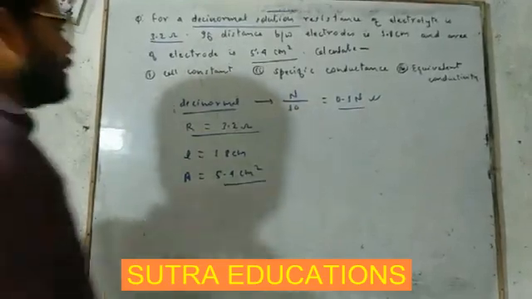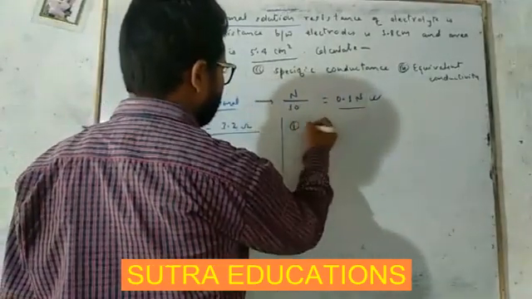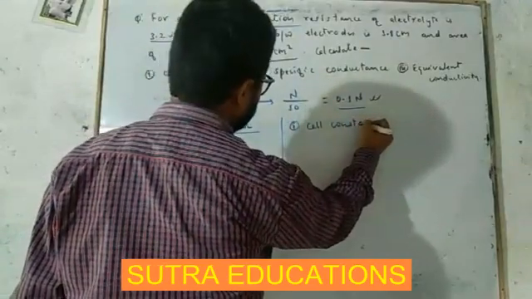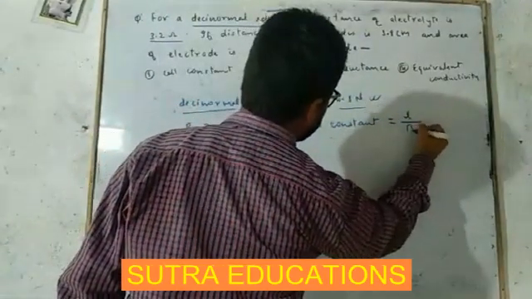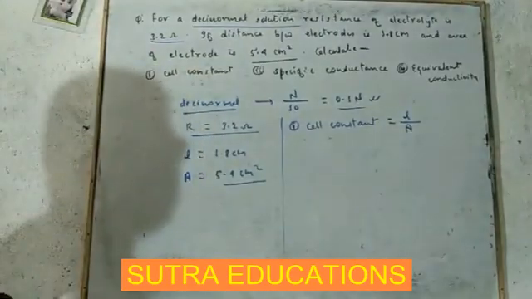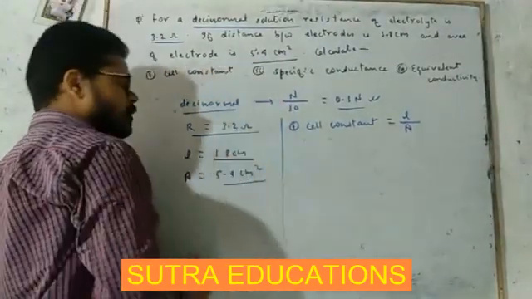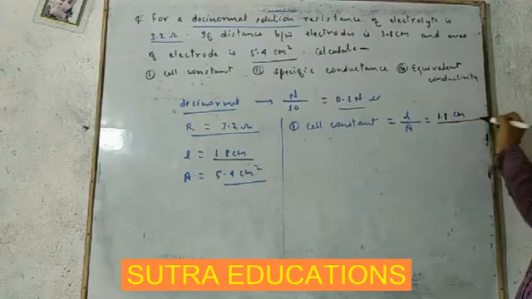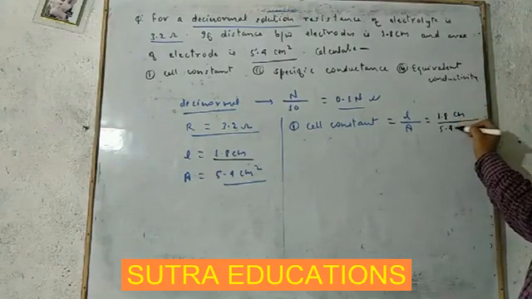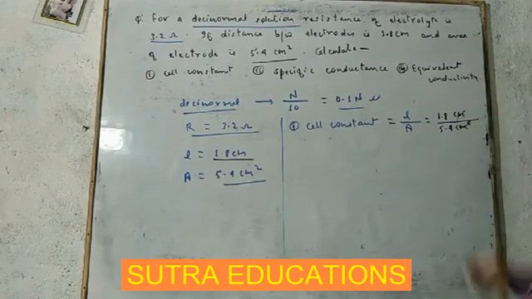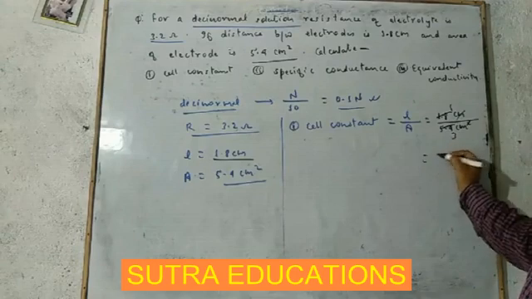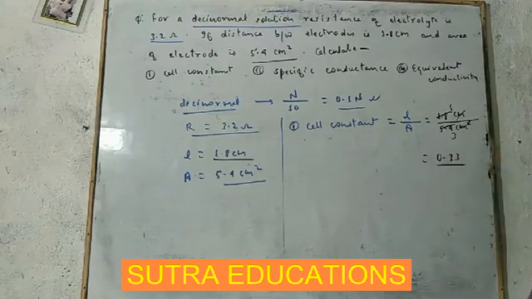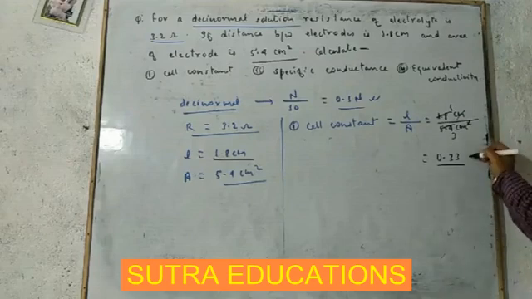So we have to calculate cell constant. So first part is cell constant. What is cell constant? Cell constant is L by A. So we have given value of L 1.8 centimeter, and value of A 5.4 centimeter square. So it is 1.8 cm upon 5.4 cm square, which is equal to 1 by 3, or 0.33 cm inverse. This is cell constant.